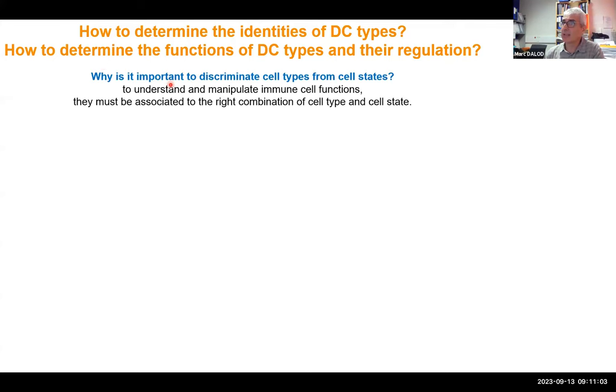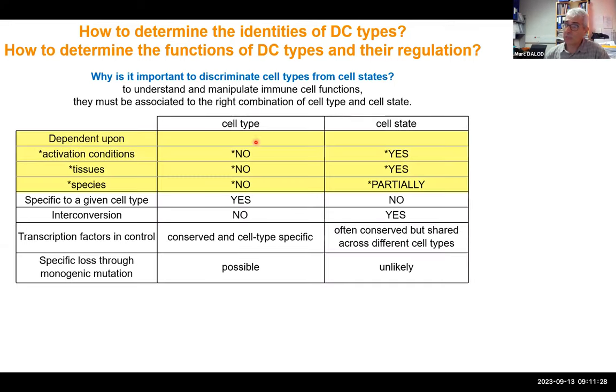And to do that, we think it's important because to understand and manipulate immune cell functions, you need to be able to isolate them or to look at them in tissues. And for that, you need to be able to identify them in a way that is very rigorous and very specific. And it's important because to study functions, you need to be able to associate the function to the right combination of cell type and cell state. And we think that one of the things that differentiates cell type from cell state is that the cell type is independent of activation condition, contrary to the cell state. By essence, it's linked to activation.